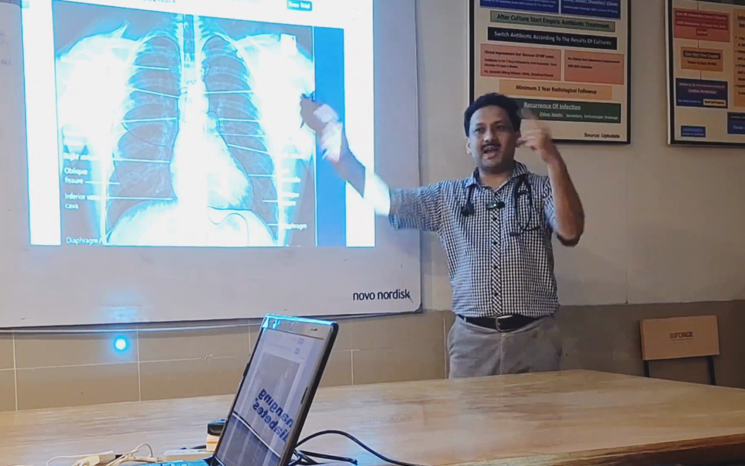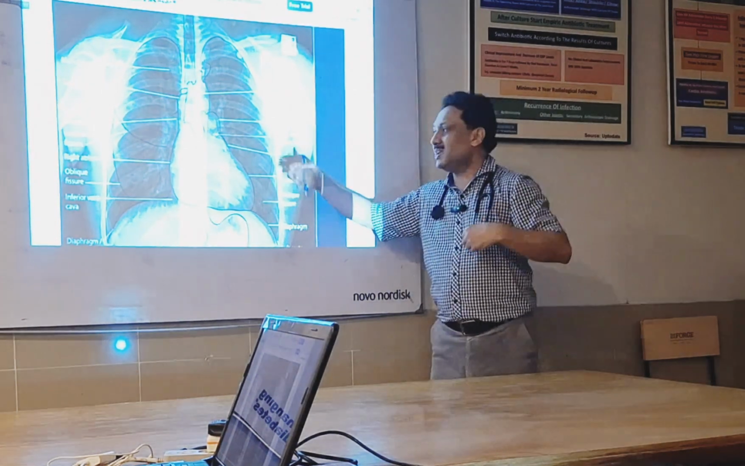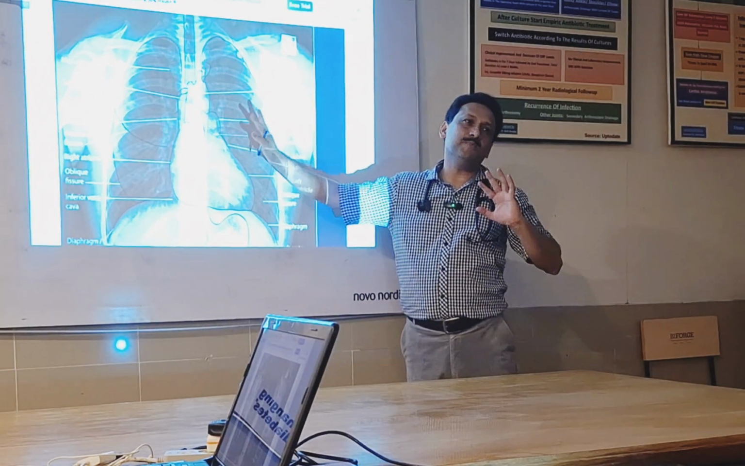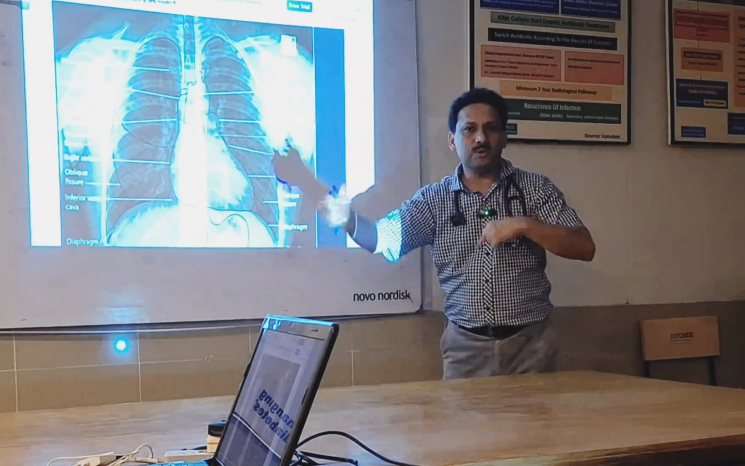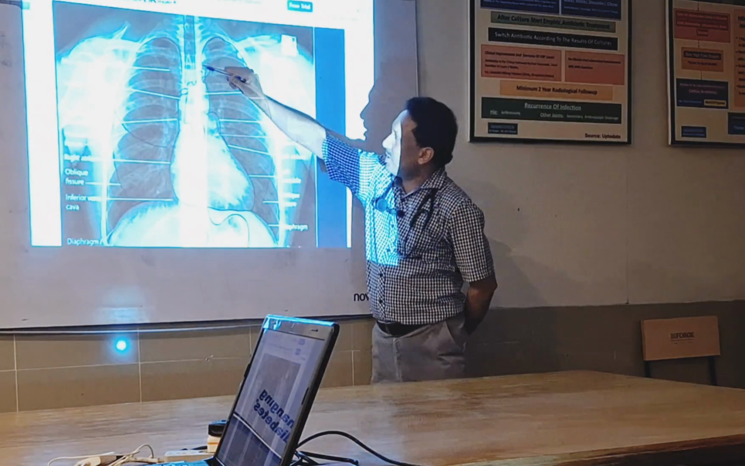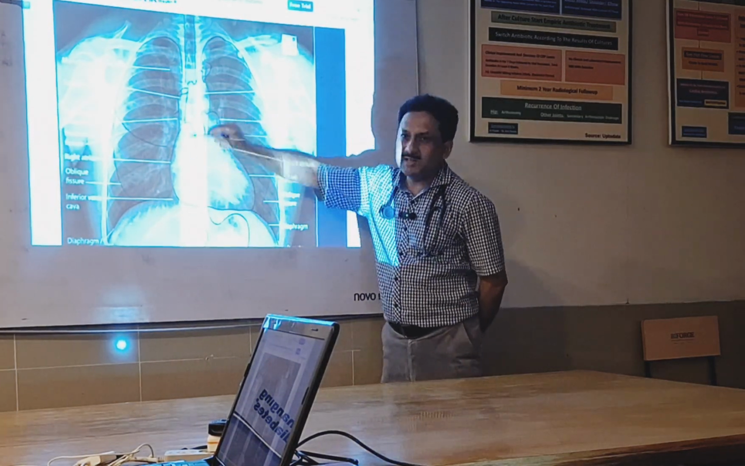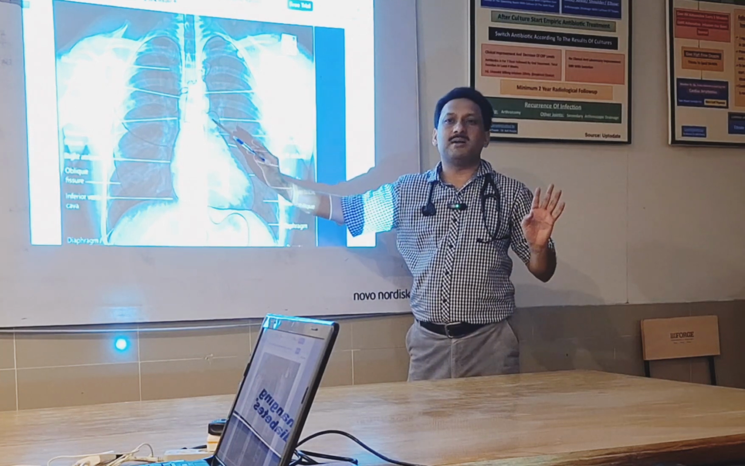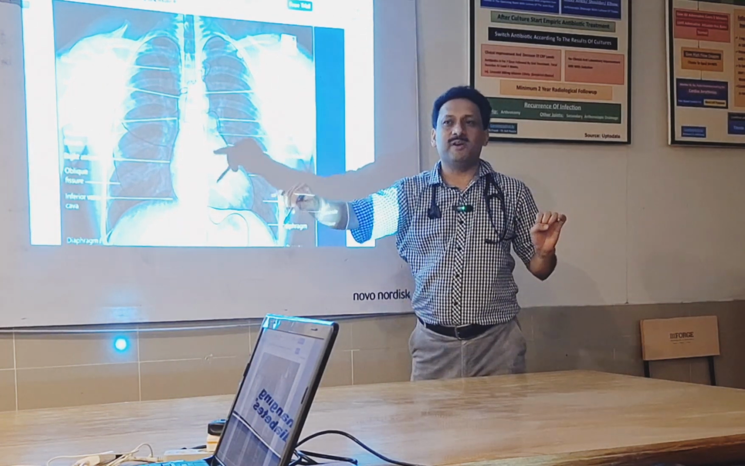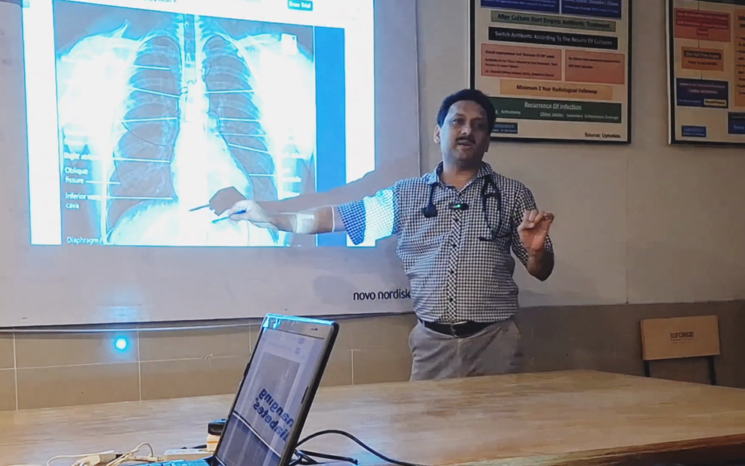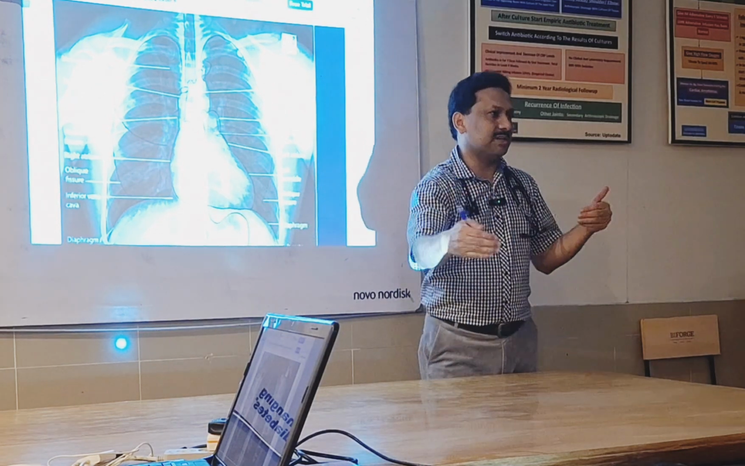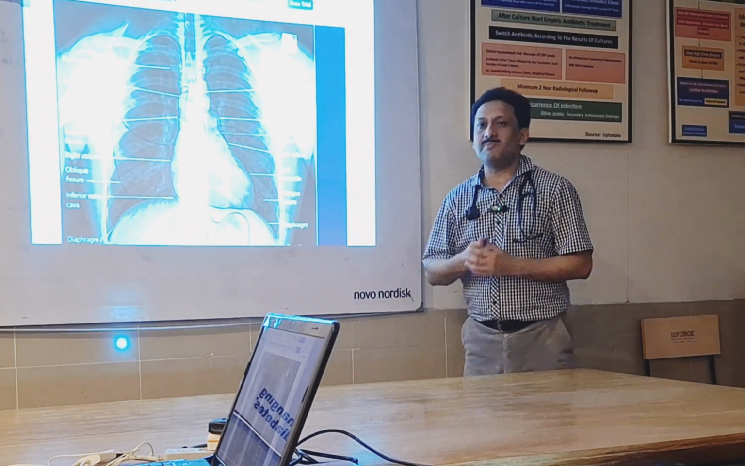So unnecessarily, you can pick certain things as opacity which will not actually be opacity. And exactly vice versa, you will be missing an opacity if you make things too black. And how would you come to know that things are too black? The whole vertebral bodies will be visible behind the heart. This is too black, overexposed. No vertebra visible behind the heart. This is underexposed.